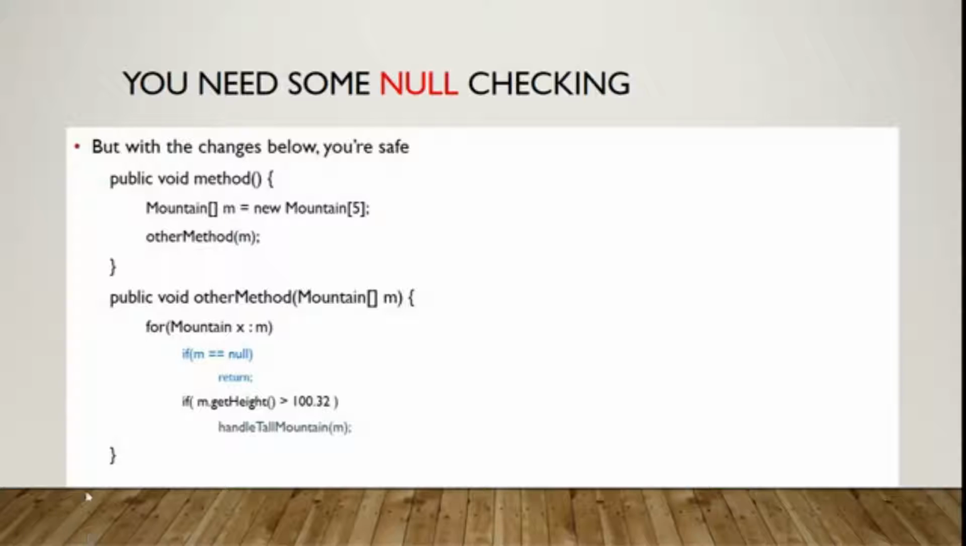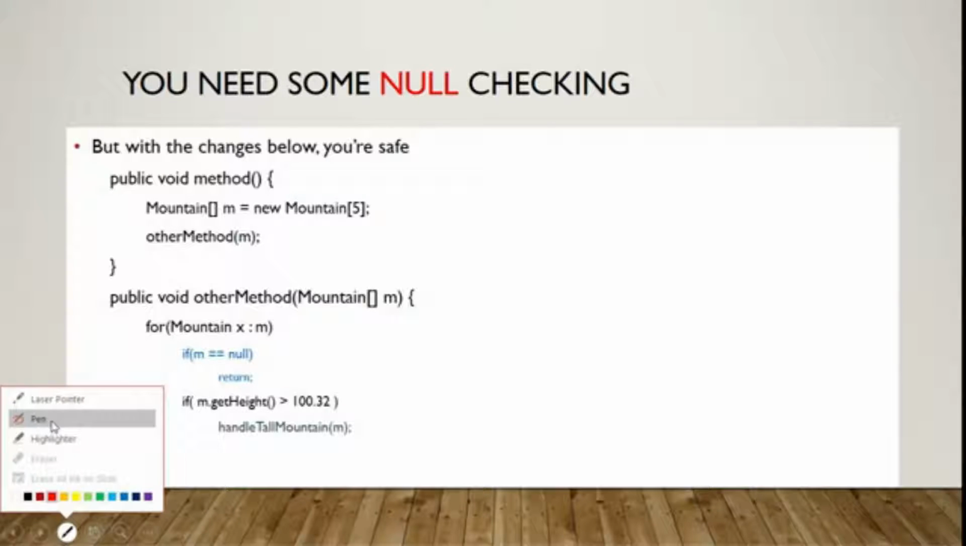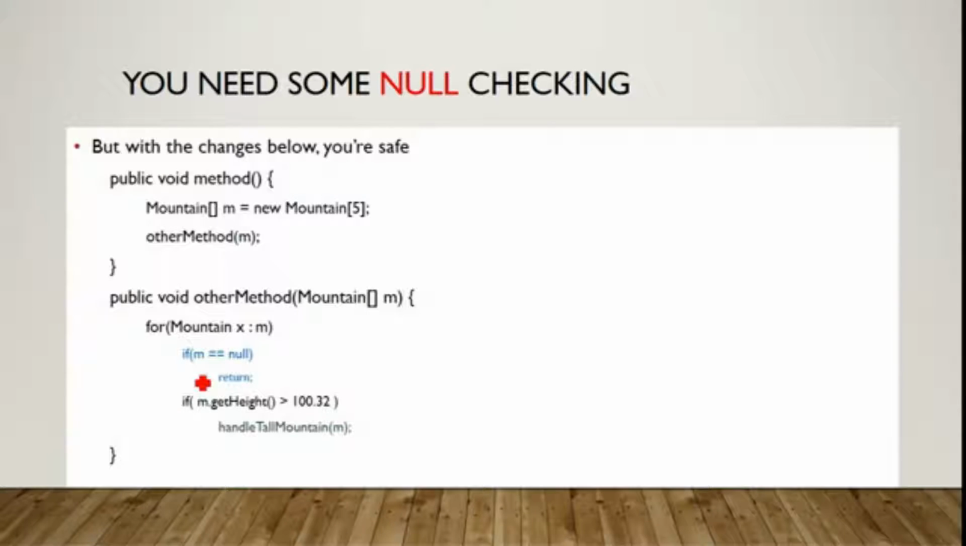Okay, but if you make the changes you see here, you're fine. This change right here. As long as you check to make sure that the object you are dealing with is not null first, you will have no issues with your null pointer exceptions. Okay, so remember, check null.